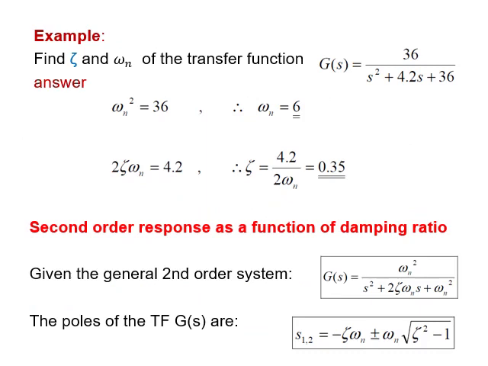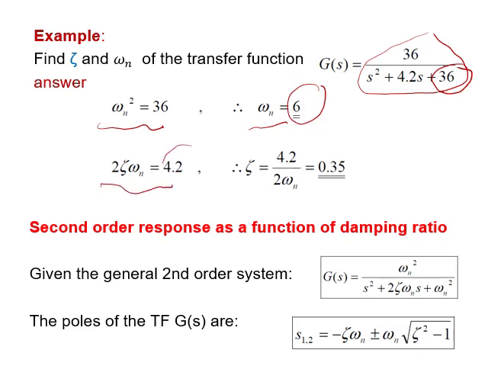Example: find zeta and omega n for the transfer function G(s) equal to 36 over s squared plus 4.2s plus 36. Simply we will write it like this: omega n squared equal to 36, which means omega n equal to 6, because the root of 36 is 6. 2 zeta omega n equal to 4.2. We will substitute omega n here, and we will find that zeta equals 0.35.